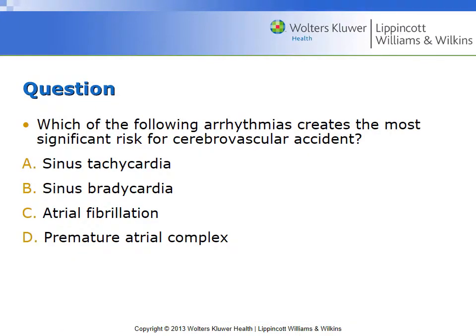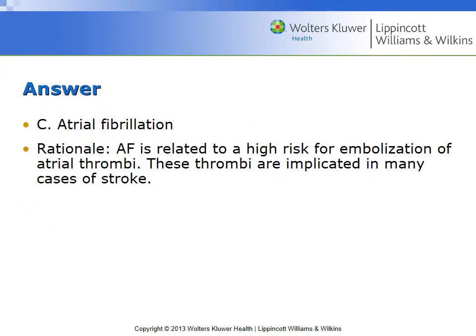Which of the following arrhythmias creates the most significant risk for cerebral vascular accident? Answer: atrial fibrillation. There's a high risk for embolization of the atrial thrombi. These thrombi are implicated in many cases of stroke.